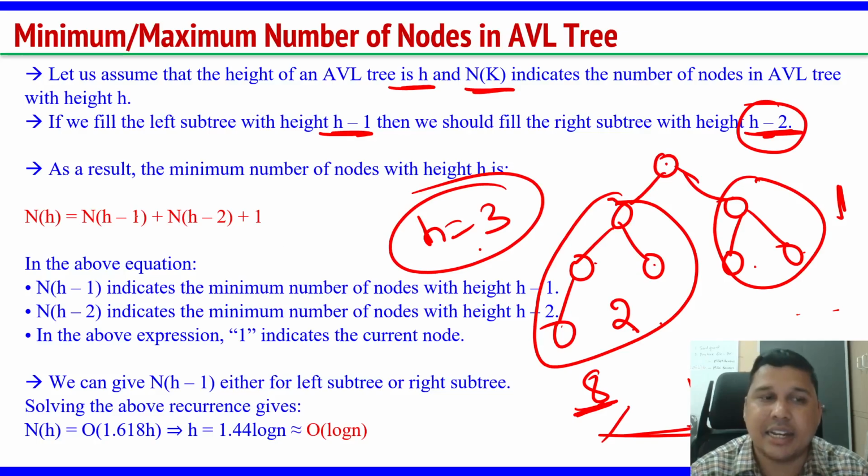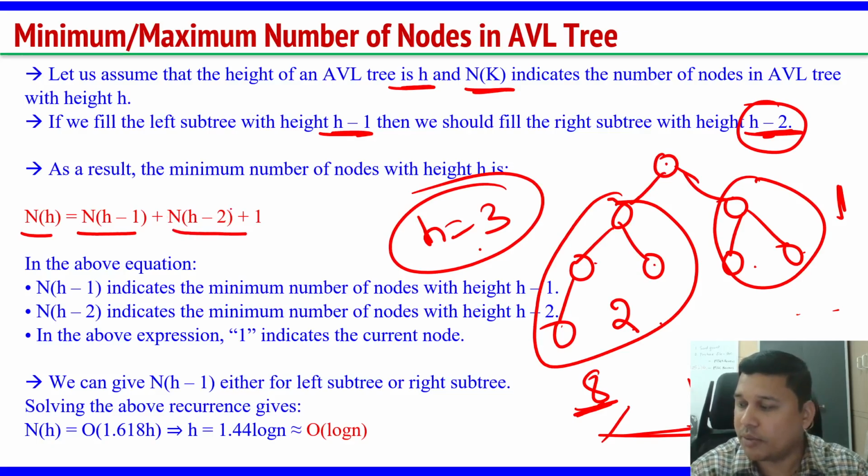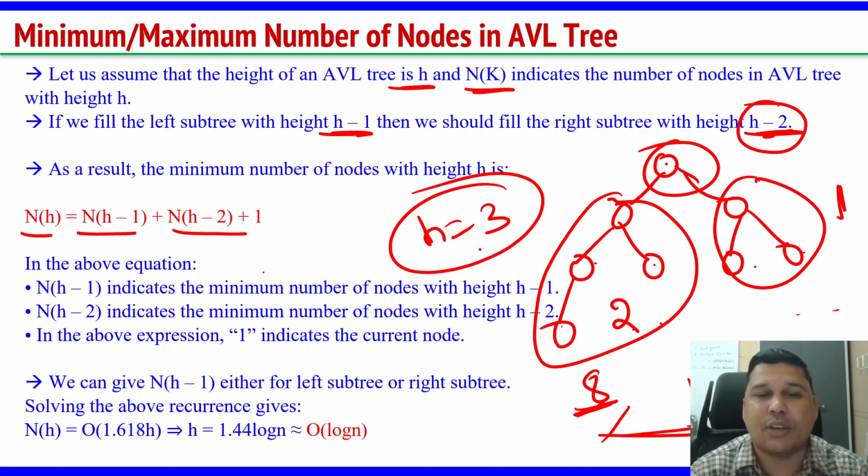Okay. As a result, the total number of nodes, or the minimum number of nodes in an AVL tree, can be given by n of h equal to n of h minus 1 plus n of h minus 2 plus 1. Okay. N of h minus 1 plus n of h minus 2 plus 1, meaning number of nodes in the left subtree with height h minus 1, number of nodes in the right subtree with height h minus 2, plus 1. Why plus 1? That is the root. For the root I have to count, right? Okay. So, this is the equation for that.